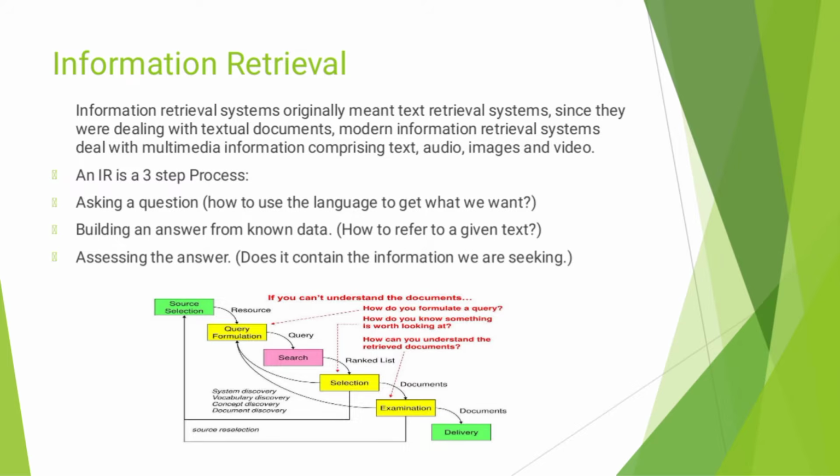Then the information retrieval system deals with the storage, organization and access to text as well as multimedia information resources. Information retrieval systems originally meant text retrieval systems, since they were dealing with textual documents. Modern information retrieval systems deal with multimedia information comprising text, audio, images, and video.